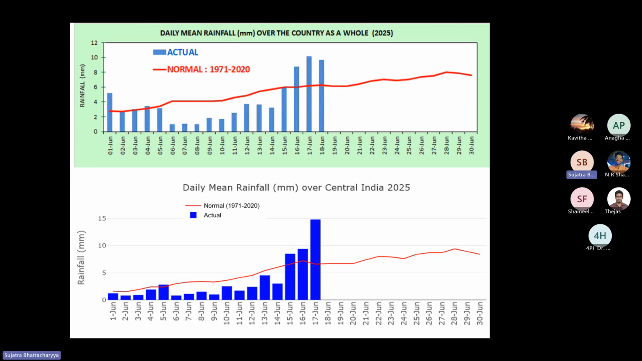Now this is the data up to today, 18 June. You can see the last 3 days, All India has been well above normal. And you look at Central India, it's even better, 15 millimeters. Yesterday, today's is not there. Let me see what I have here.